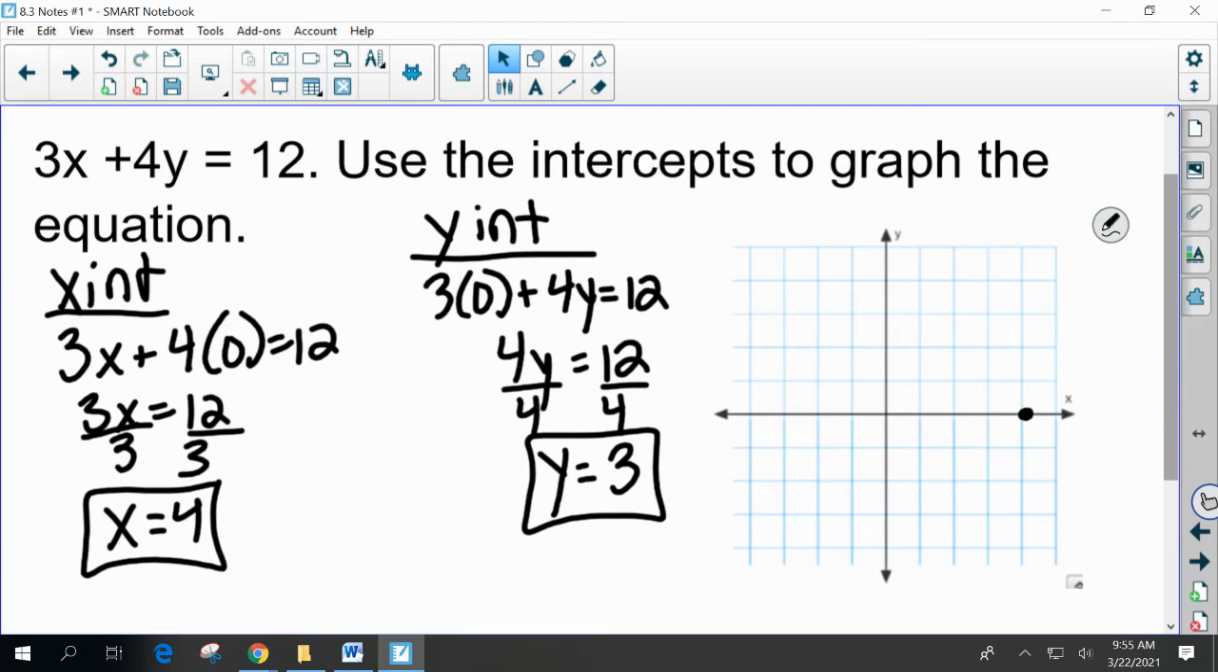And then I'm going to put a point at 3 on my y-axis. So I'm going to go up 3 and put a point. So now I have 2 points. So what I'm going to do is draw a line through them and put arrows at the end. And that would be the graph of this equation without making an XY chart.